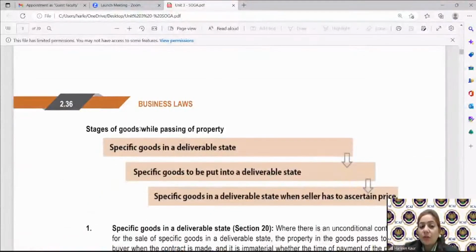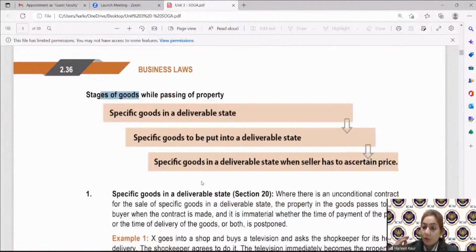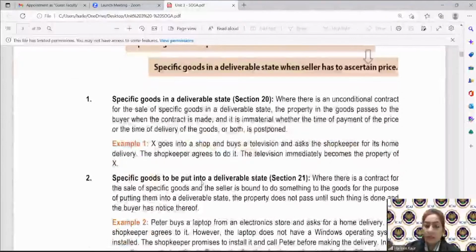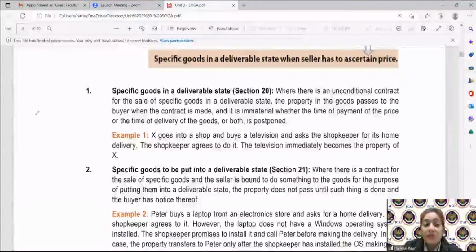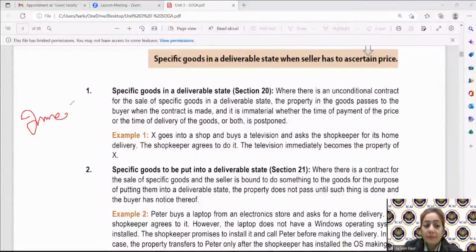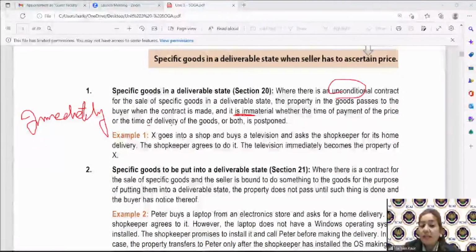It says stages of goods while passing the property. What you have to remember is, are the goods in deliverable state? When does the good come in deliverable state? The goods are lying over there on my shelf. I picked it up, I give it to you. The property in the goods passes immediately. If the goods are in deliverable state, means they are ready to be taken away, there is an unconditional contract, that is the property passes immediately, and it is immaterial whether the payment of the price of the goods and delivery of goods is postponed.